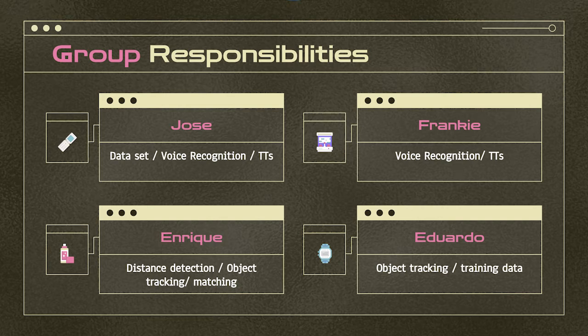Group responsibilities. Jose had the dataset, voice recognition, TTS. Enrique had distance detection, object tracking, matching. Myself, I had voice recognition/TTS. Eduardo had object tracking/training data.